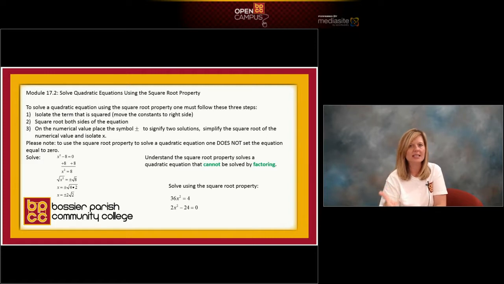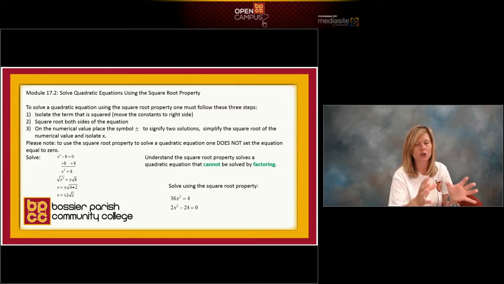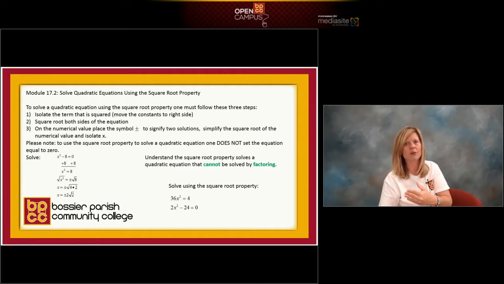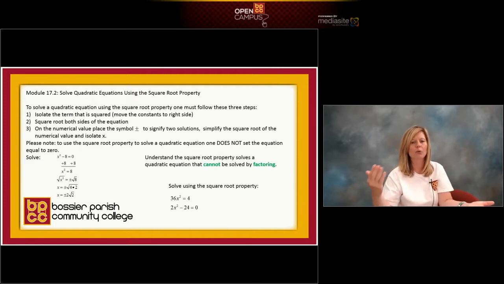Step 1 says isolate the term that is squared. Well, that means we need to get the x squared by itself. So to move the negative 8, we're going to do the inverse operation. We're going to add 8 to both sides. So now we've got x squared equals 8. So our term that's squared is isolated. Now this makes sense. To get rid of a square, you do the opposite inverse operation. You square root both sides.